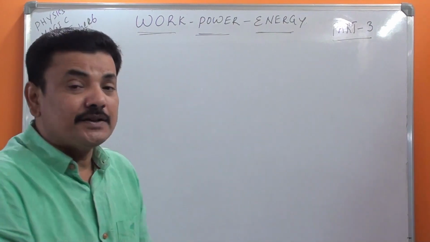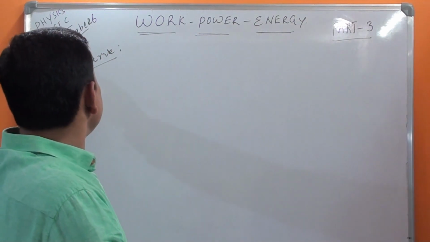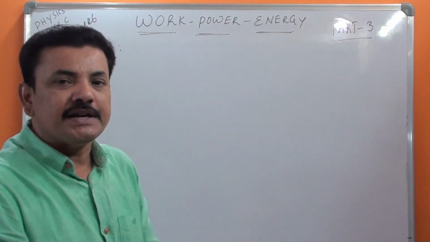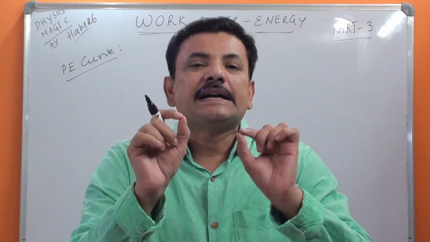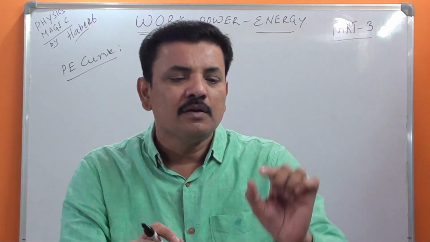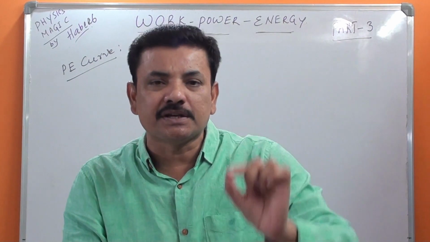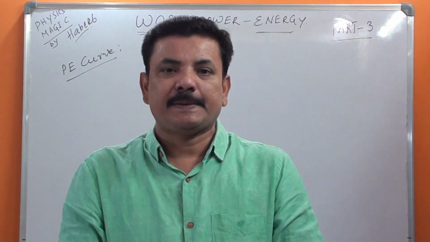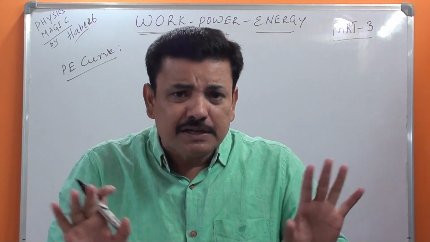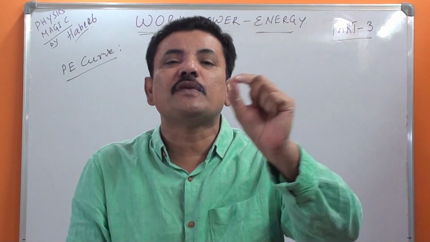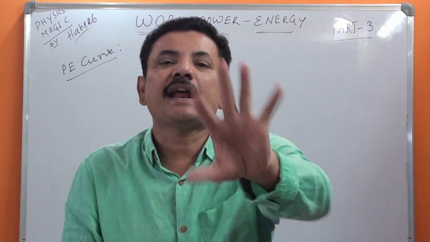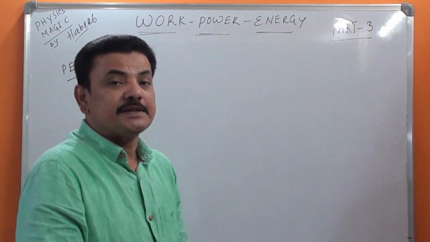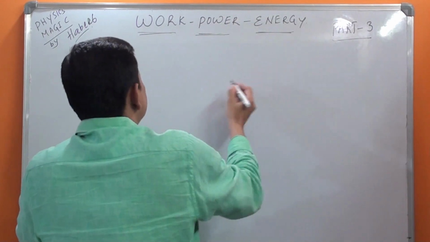Then let us go to another very important concept, that is the PE curve, the potential energy curve. What is this potential energy curve? Very simple. The graph plotted between the potential energy of a particle and the distance of the particle from the center of force. Simply, if you are not remembering all these things, potential energy versus distance, this graph we can call the potential energy curve. Very, very important concept. Please concentrate here.